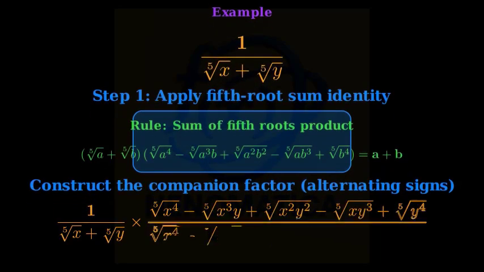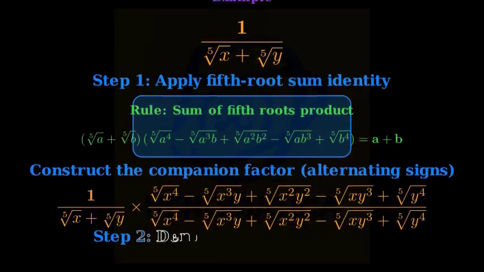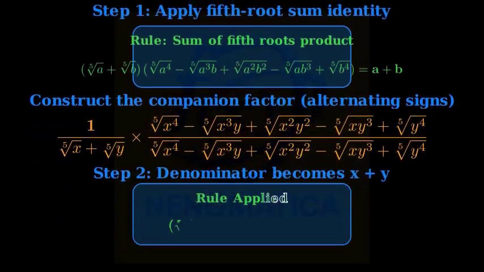Use the rule to simplify the denominator. By construction, the denominator becomes x plus y. Play button step 3. State the final rationalized form clearly. This is the simplified answer.